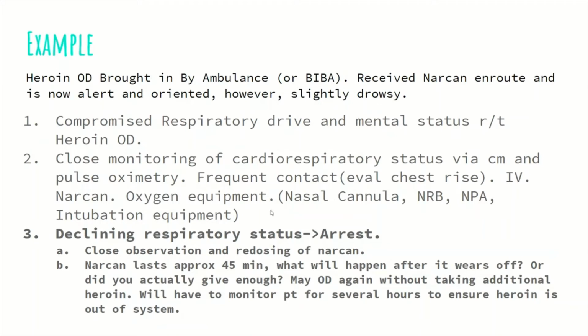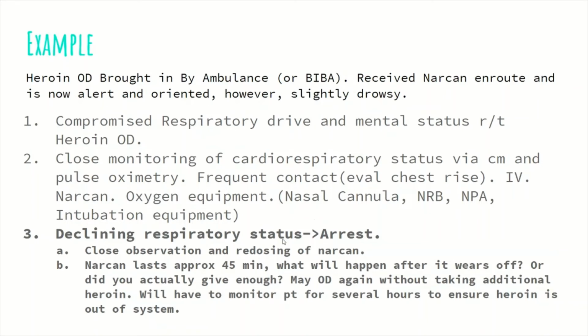A lot of the newbies in the ER tend to just rely on the cardiac monitor and pulse oximetry, but remember that we do not treat the monitor, we treat the patient. So you have to have frequent contact to evaluate your patient to make sure that they have a good chest rise and fall. Another thing that we anticipate is having IV access, having Narcan ready. Doesn't have to be at the bedside, but you know where it's at. It's readily available, so where you can pull it if the patient needs to be redosed. And having oxygen equipment readily available.